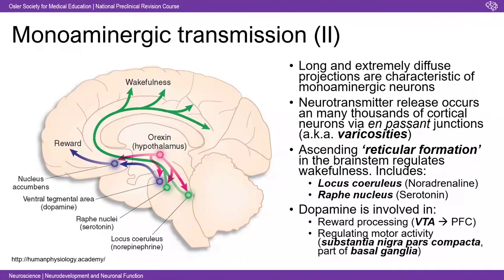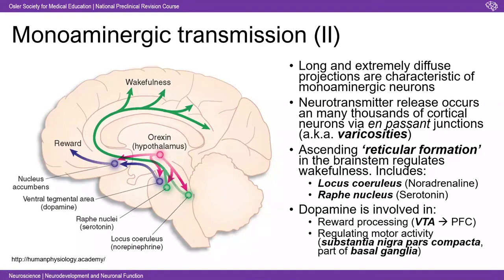Noradrenaline and serotonin are really important in regulating your alertness and your awakeness. They sit down in these nuclei, the raphe and the locus coeruleus, in part of what we call the reticular formations of the brainstem, and they send signals up to regulate our alertness and wakefulness.